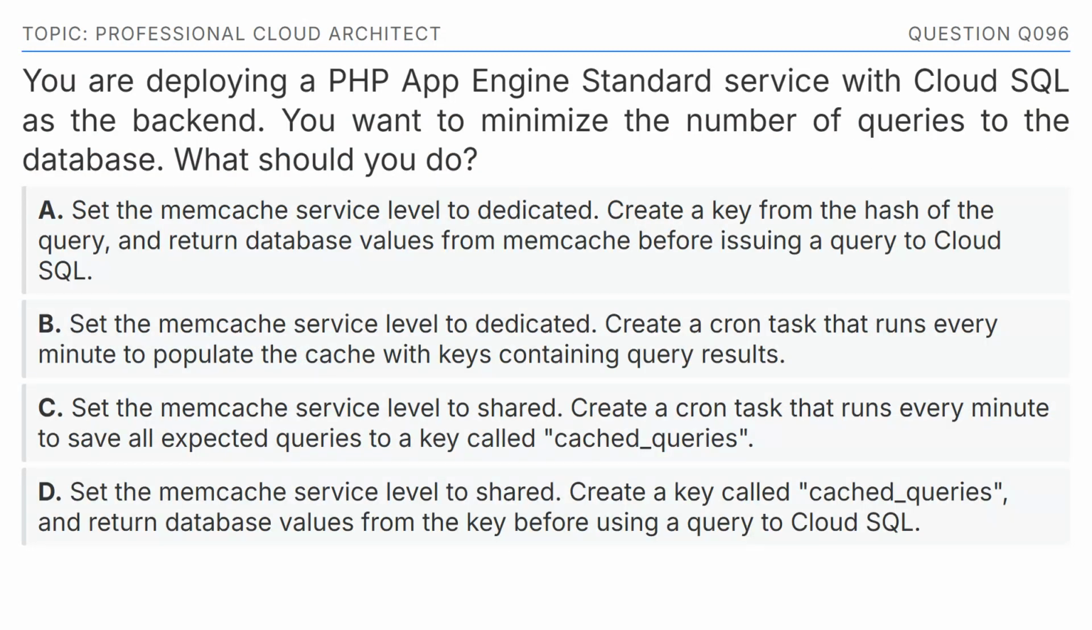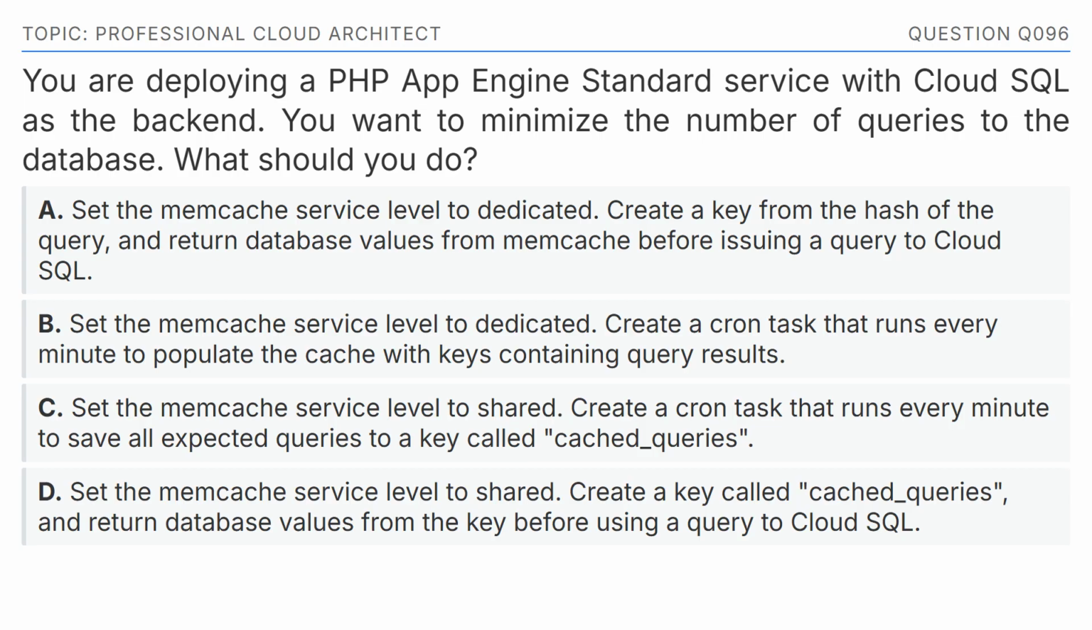You are deploying a PHP App Engine standard service with Cloud SQL as the backend. You want to minimize the number of queries to the database. What should you do? The options are: Option A, set the Memcached service level to dedicated. Create a key from the hash of the query, and return database values from Memcached before issuing a query to Cloud SQL.